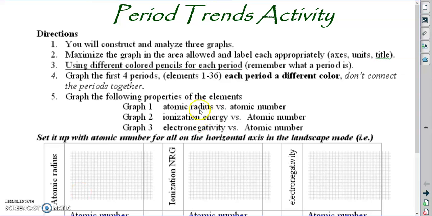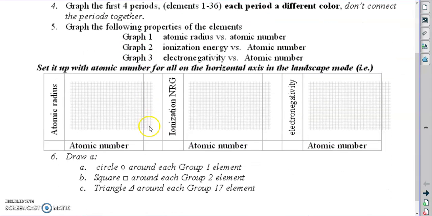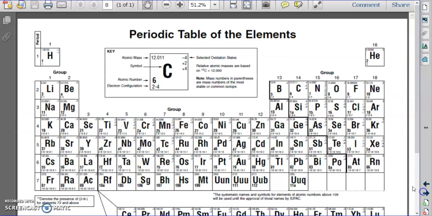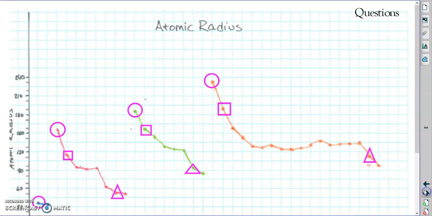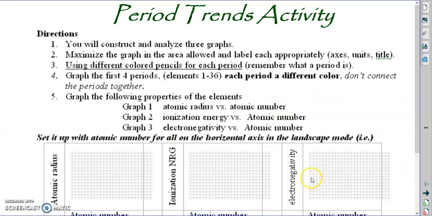All right. Once you get those points plotted, then I'm going to have you do some things. Step 6 says draw circles around group 1 elements. Step 6b says draw squares around the points for group 2 elements. And step 6c says draw triangles around the points of each group 17 element. Okay? After you get that, there are questions you can do. When you get these graphs, you'll be able to see what they look like.